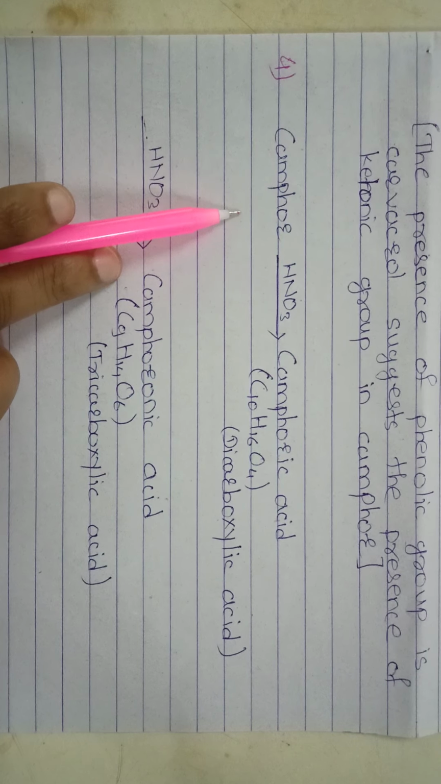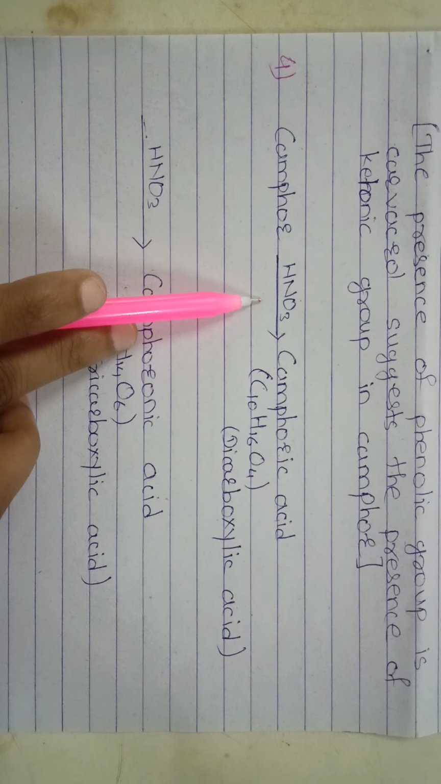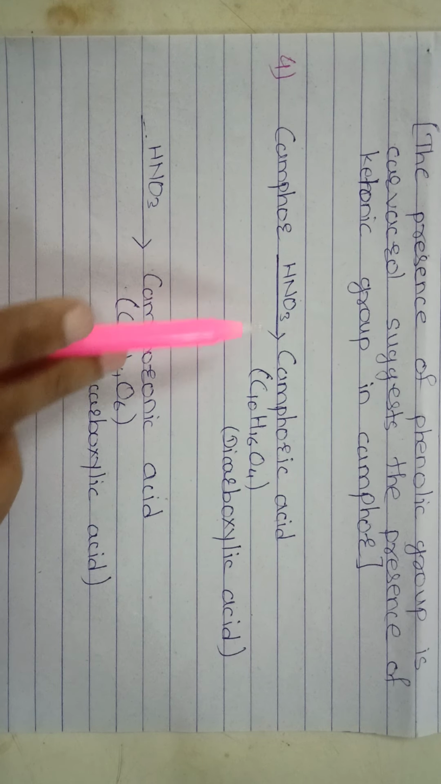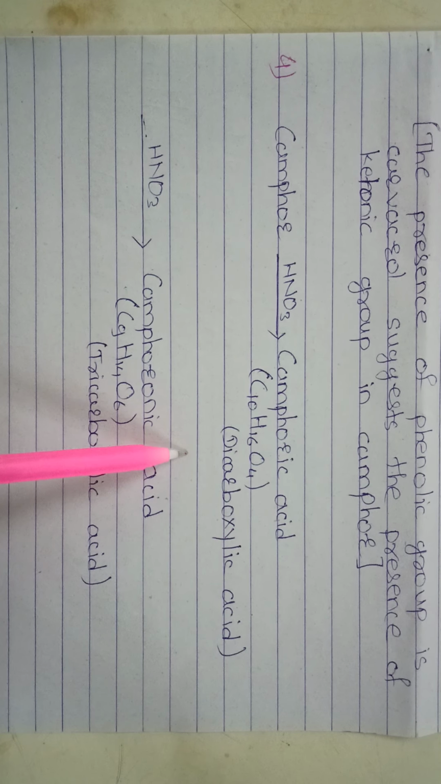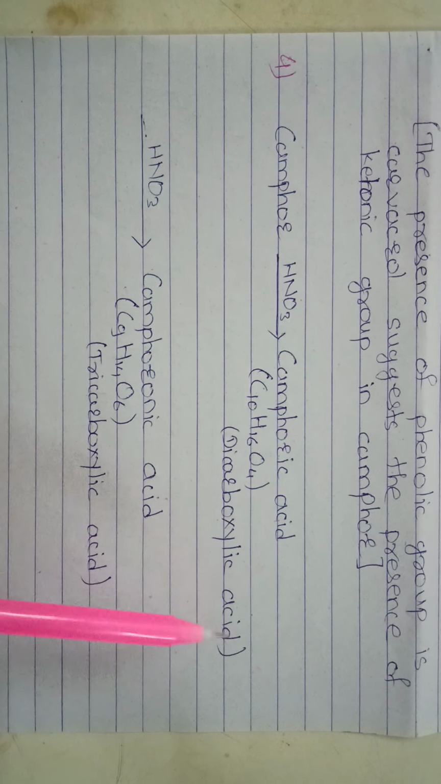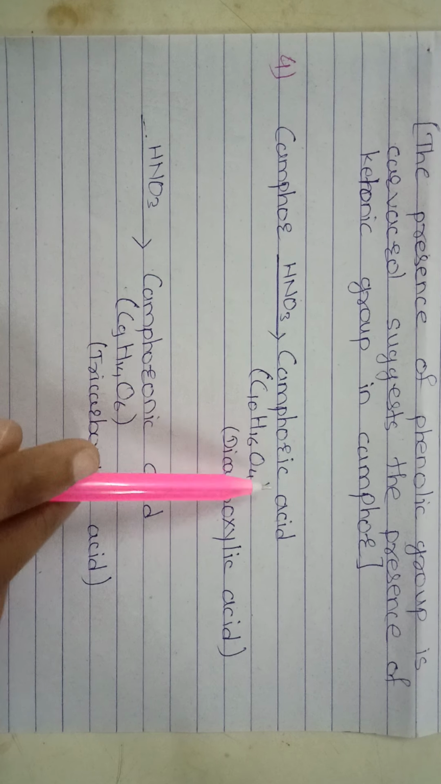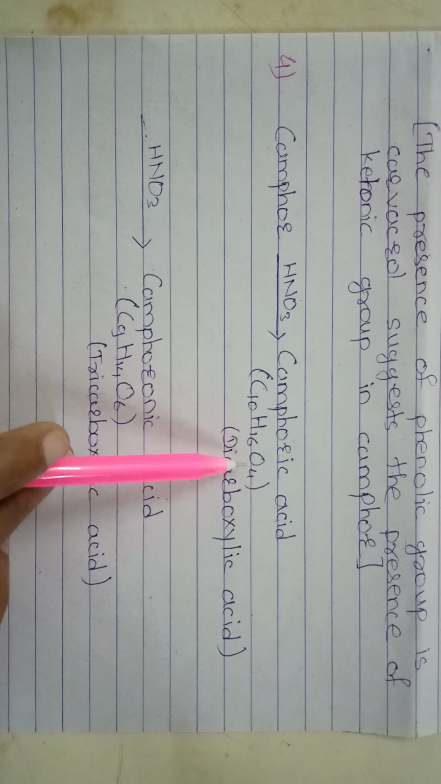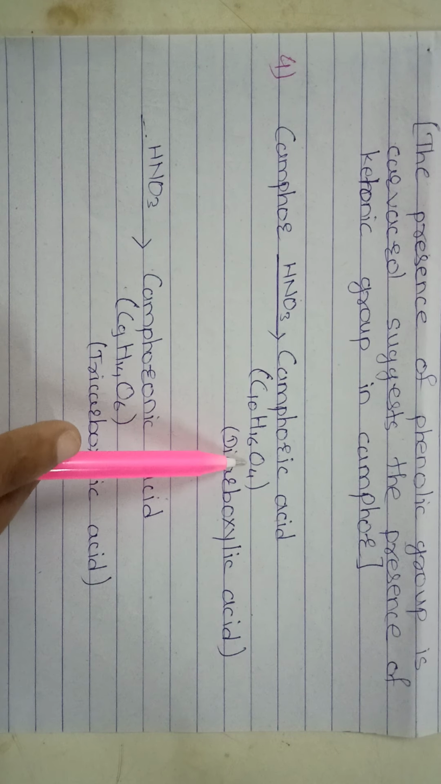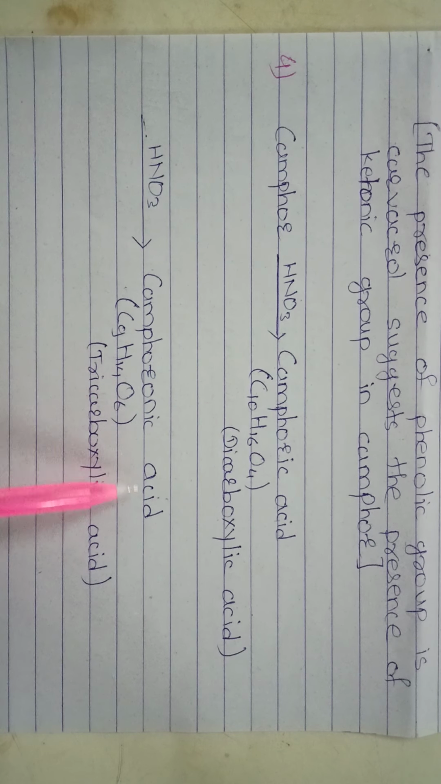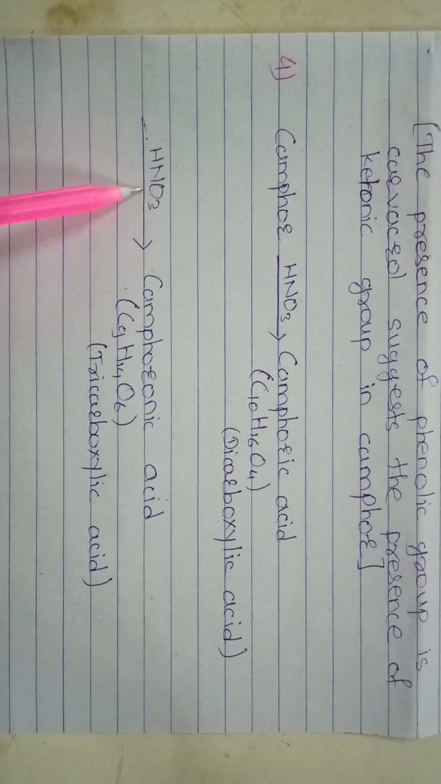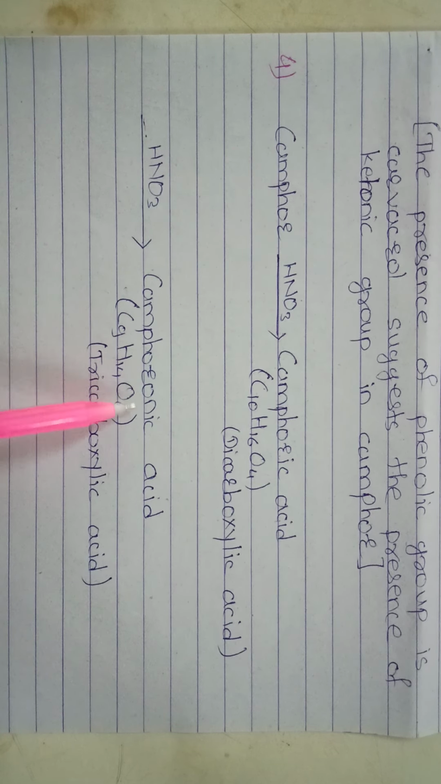Then the next reaction: camphor is oxidized by nitric acid into camphoric acid, a dicarboxylic acid. The molecular formula of camphoric acid is C10H16O4, and after a long treatment with HNO3 it subsequently gives camphoronic acid. The molecular formula is C9H14O6. It is also called a tricarboxylic acid.